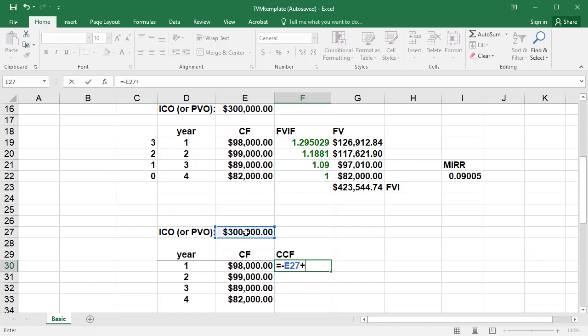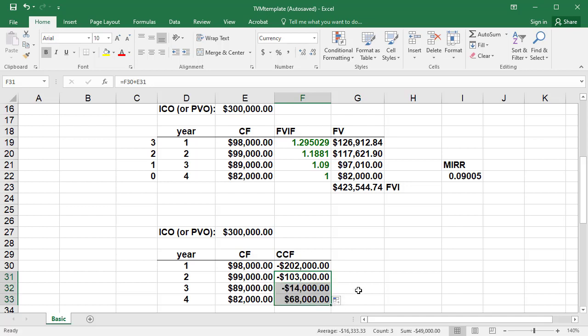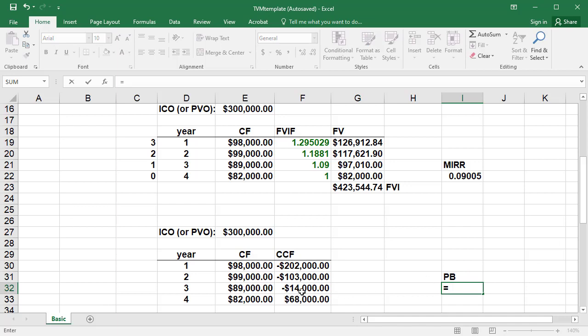And then add the first year's cash flow. In this cell, I'm just going to say equals the previous negative 202,000 plus the next year's cash flow. And the rest of these are the same equations, so I'll just use the fill command. We find out that the payback period occurs between year 3 and 4 again. And I can solve for the payback period somewhere over here, which is equal to my last year with a negative cumulative cash flow, which is year 3, plus the fraction.